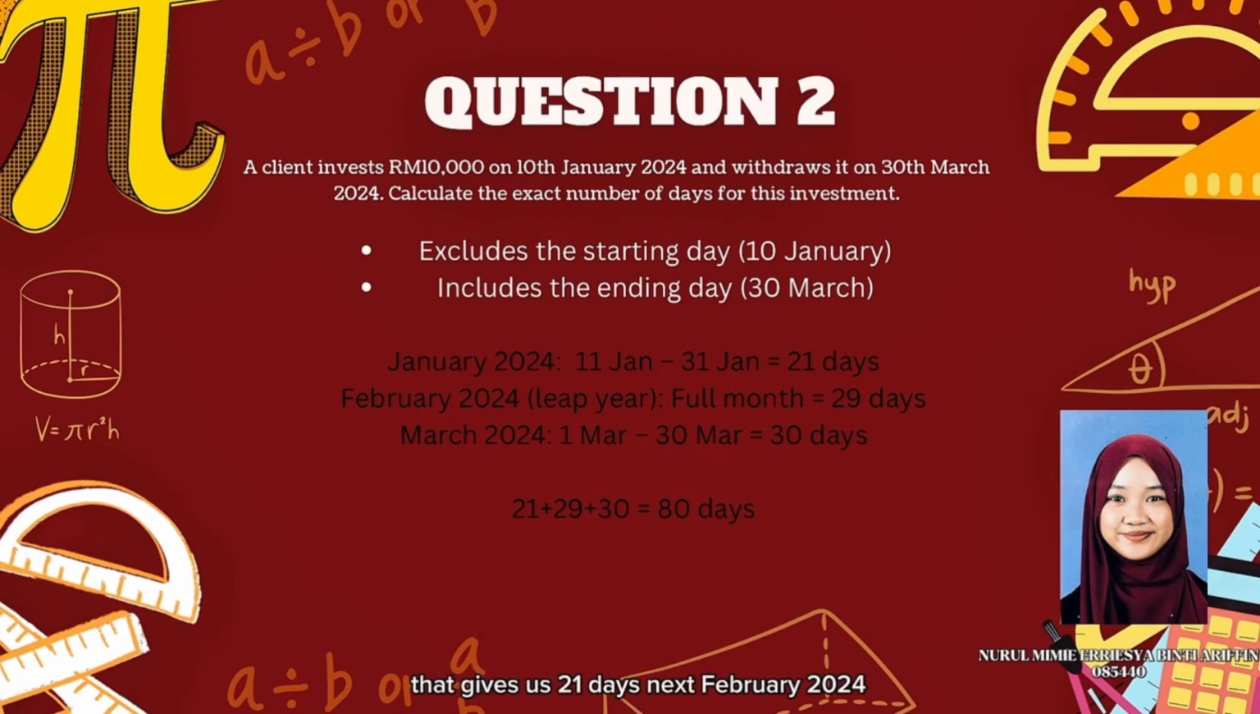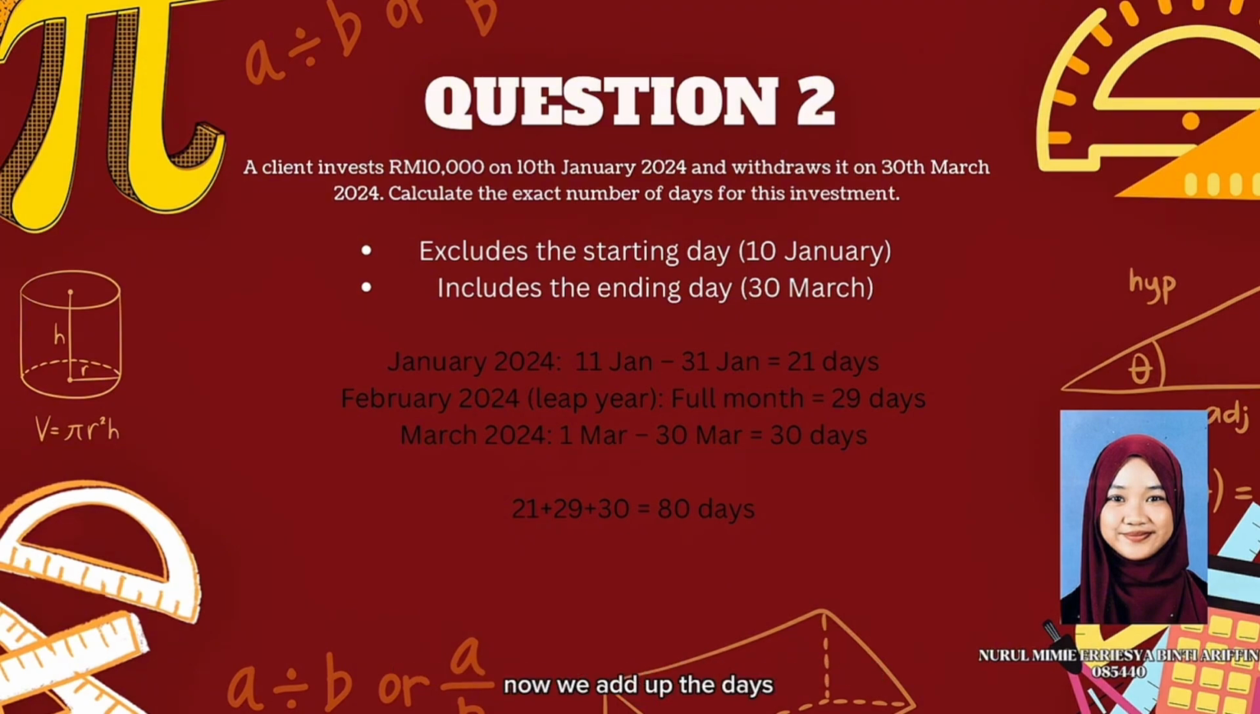Next, February 2024. Since 2024 is a leap year, February has 29 days, so we count the entire month. That gives us 29 days. Then we move to March 2024. We count from 1 March to 30 March, which is 30 days.